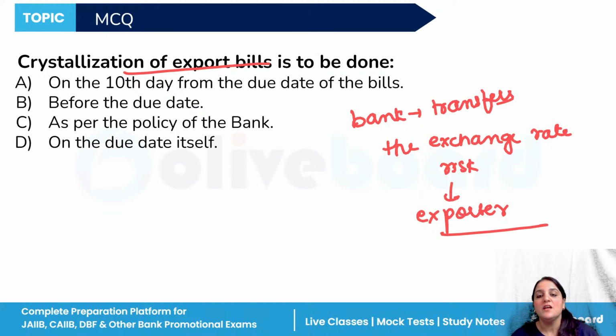This basically, we can say, happens before the due date of the bill to mitigate potential losses due to currency fluctuations. The specific time of crystallization can vary depending on the bank's policy and the type of export bill. However, it is generally done well in advance of the due date to ensure timely risk management. So the correct answer is option B, that is before the due date. Crystallization of export bills is to be done before the due date.